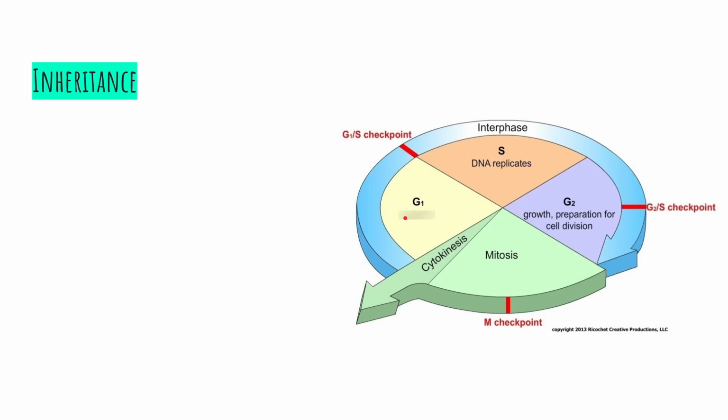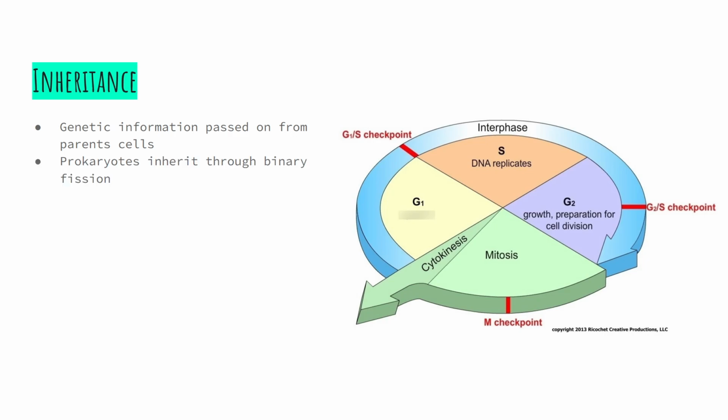Okay, just quickly on inheritance. So this genetic information is passed from parent to daughter cells. The prokaryotes inherit this through a process called binary fission, which we will talk about more in later videos. And in the eukaryotes, we inherit it through mitosis and meiosis.